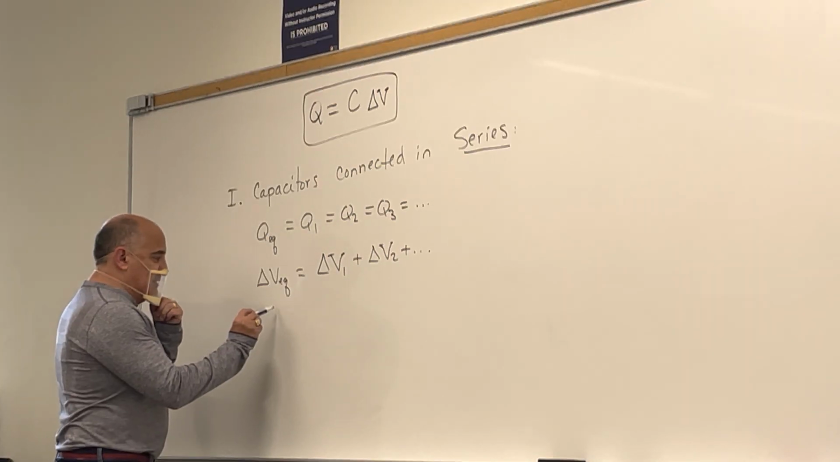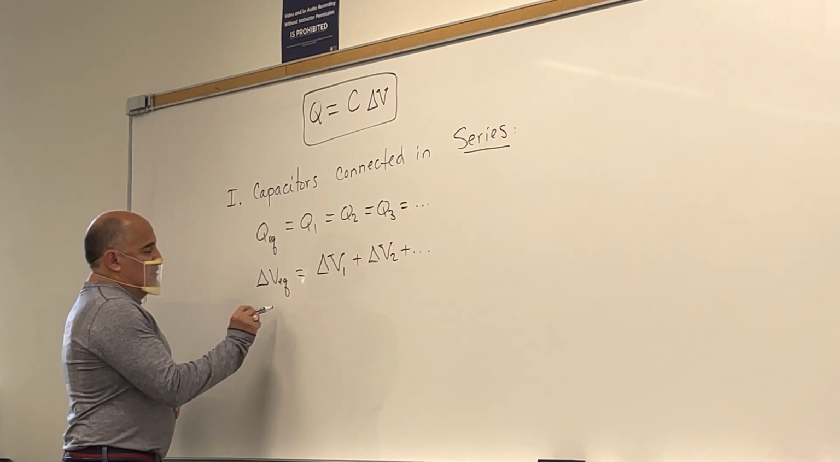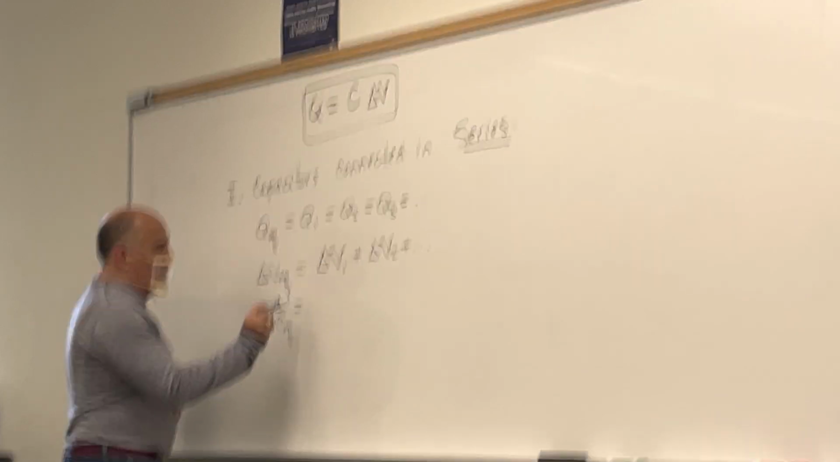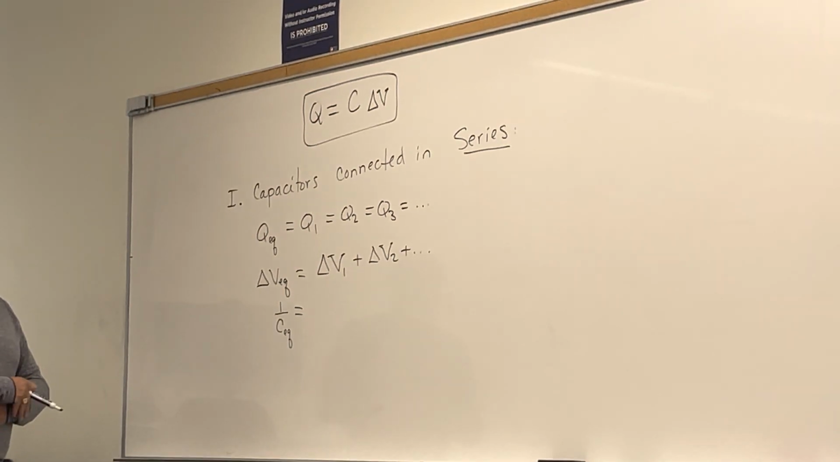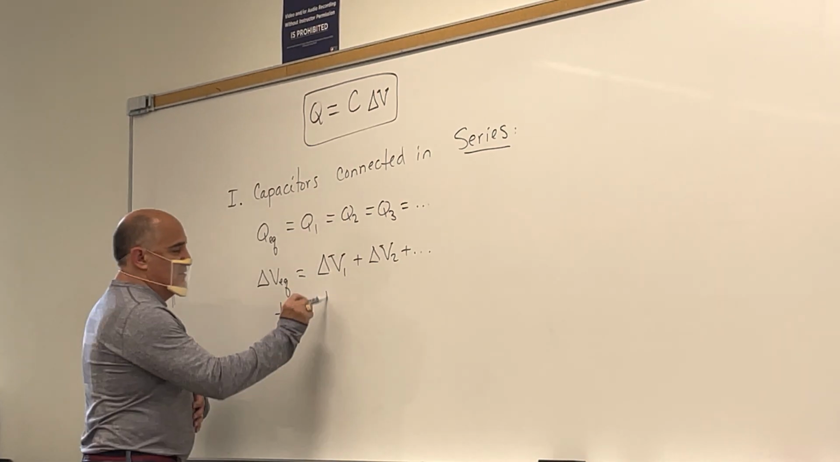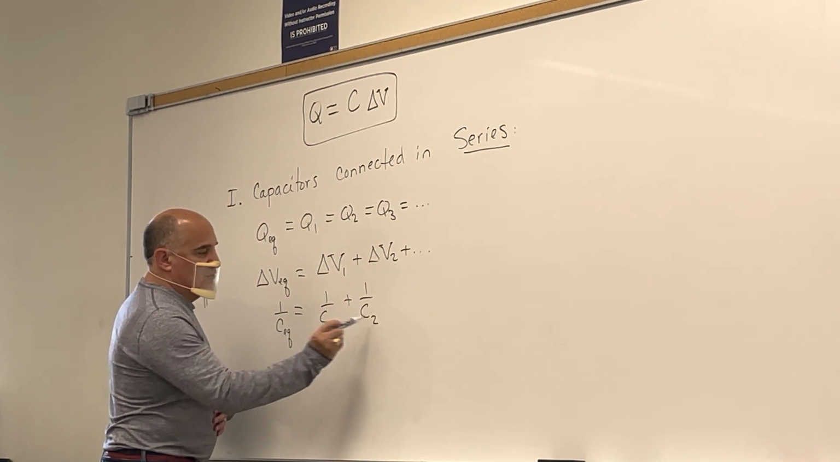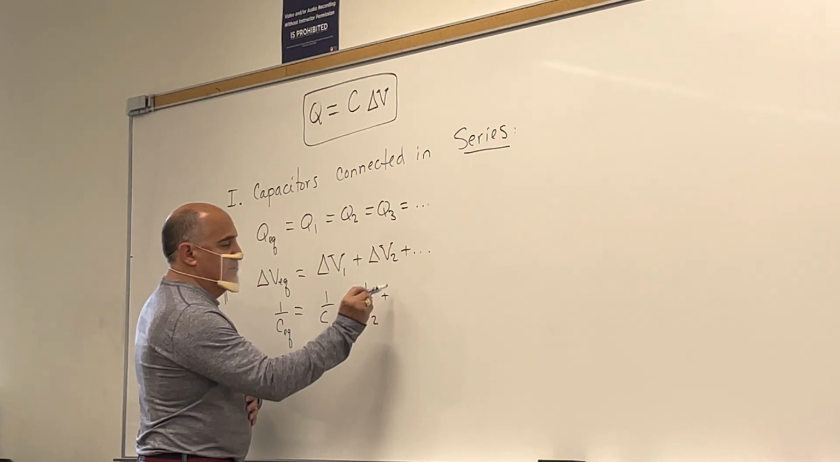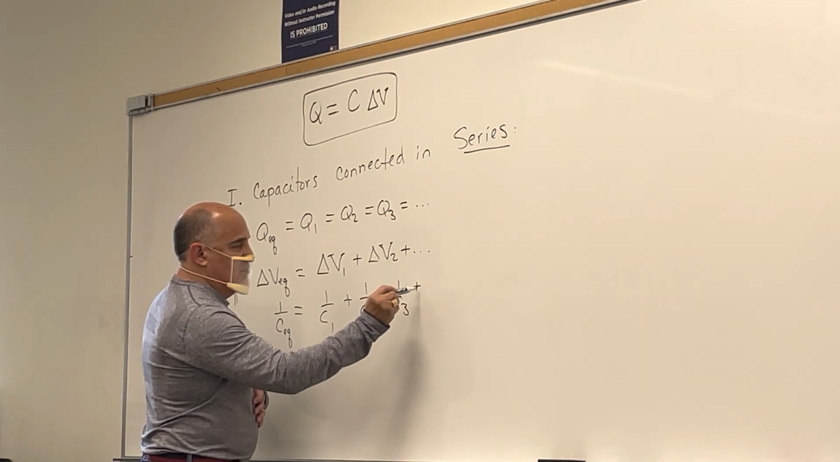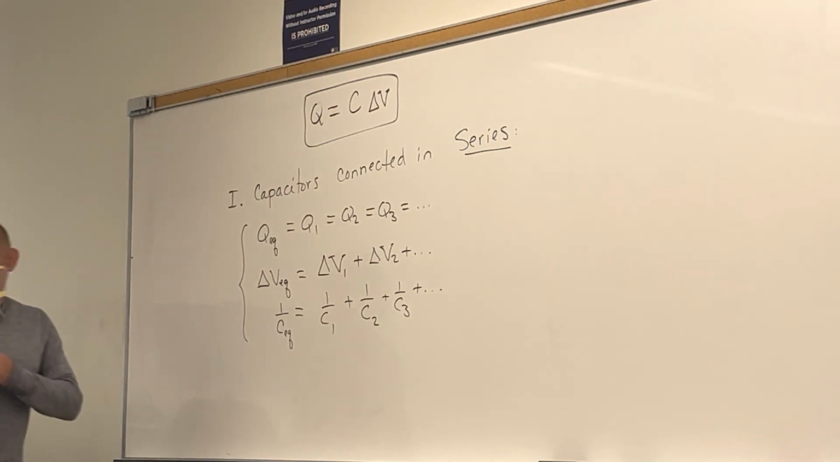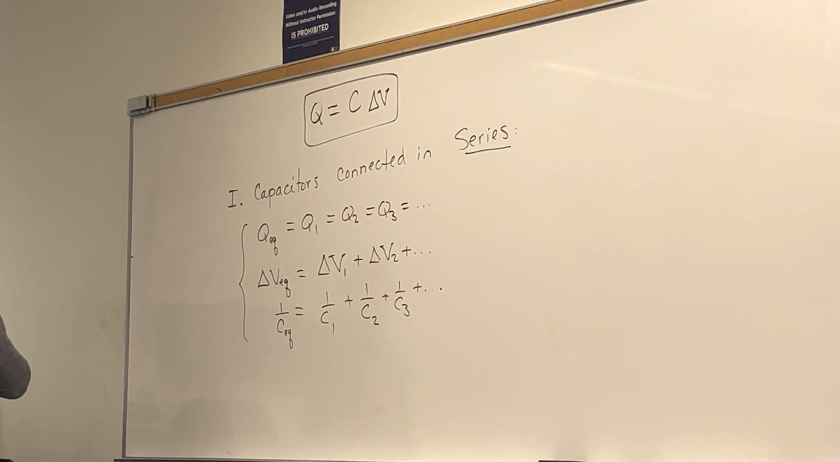And what about the capacitance? The capacitance C equivalent of the capacitor that is equivalent to the ones connected in series is related to C1 and C2 by this formula. And if you have more of them, you'll have that. So these are the three equations that we need to apply when we recognize capacitors as being connected in series.